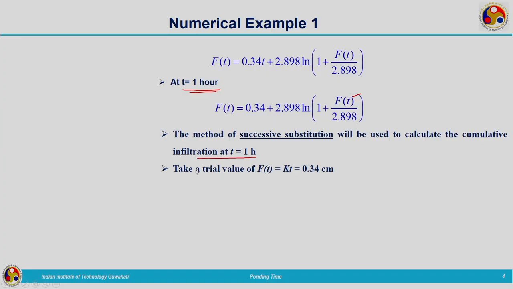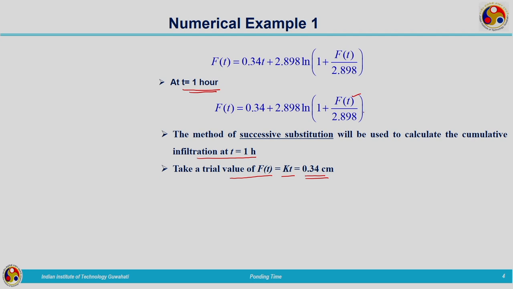So in what way will we assume the first value? The assumption is made in such a way that the trial value of F of t is taken as Kt, that is K is 0.34 and t is 1 hour, so it can be calculated to be 0.34 centimeters. So the first assumption corresponding to capital F of t is the cumulative or potential infiltration value, 0.34 centimeters.